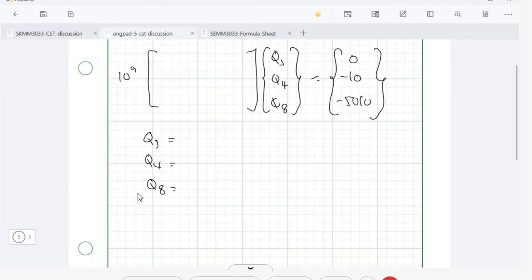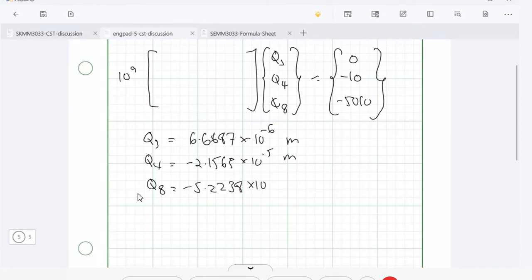Okay, this is from using your calculator. So what I get here is 6.6687 times 10 to the minus 6 meter, minus 2.1563 times 10 to the minus 5 meter. And then this is minus 5.2238 times 10 to the minus 5 meter.